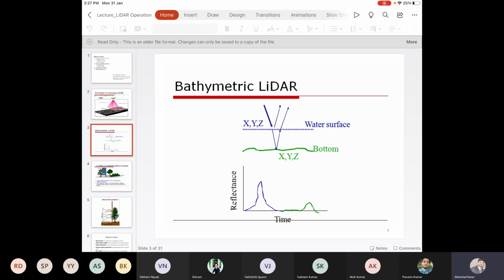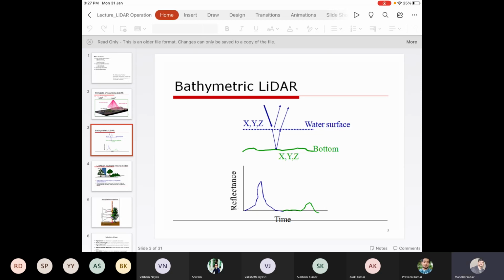Now the second thing, again done with an airborne platform, is bathymetric LiDAR. Okay. So bathymetric LiDAR is used for water body study, geometrical study. As you see in the figure, the laser beam is fired and hits the water surface. Okay. So there is an air to liquid medium. When the laser beam enters from air to liquid, at the interface that we call the water surface, we'll get one reflected echo.